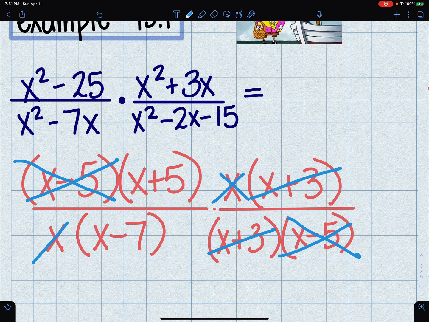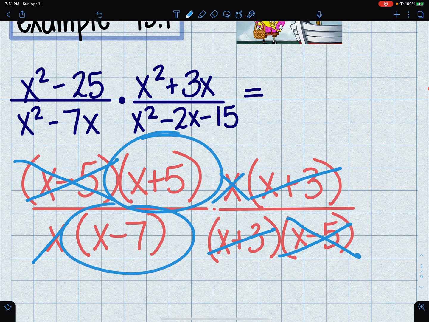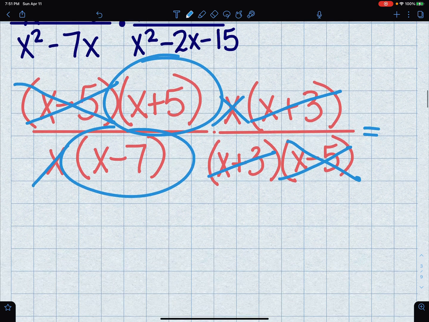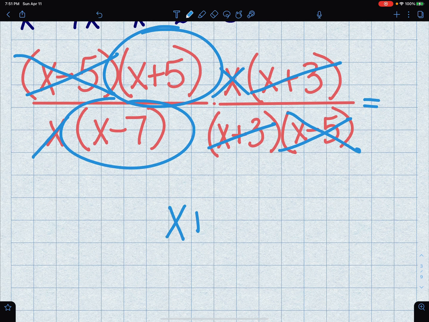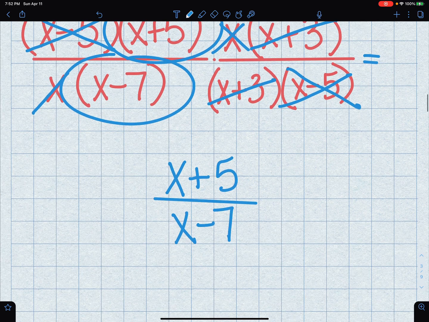So what are we left with? We're left with this over this. So the answer is x plus 5 for the numerator and x minus 7 for the denominator. Look at it, sweet, super satisfying, right? When you cancel all of that out. All right, that's the answer.